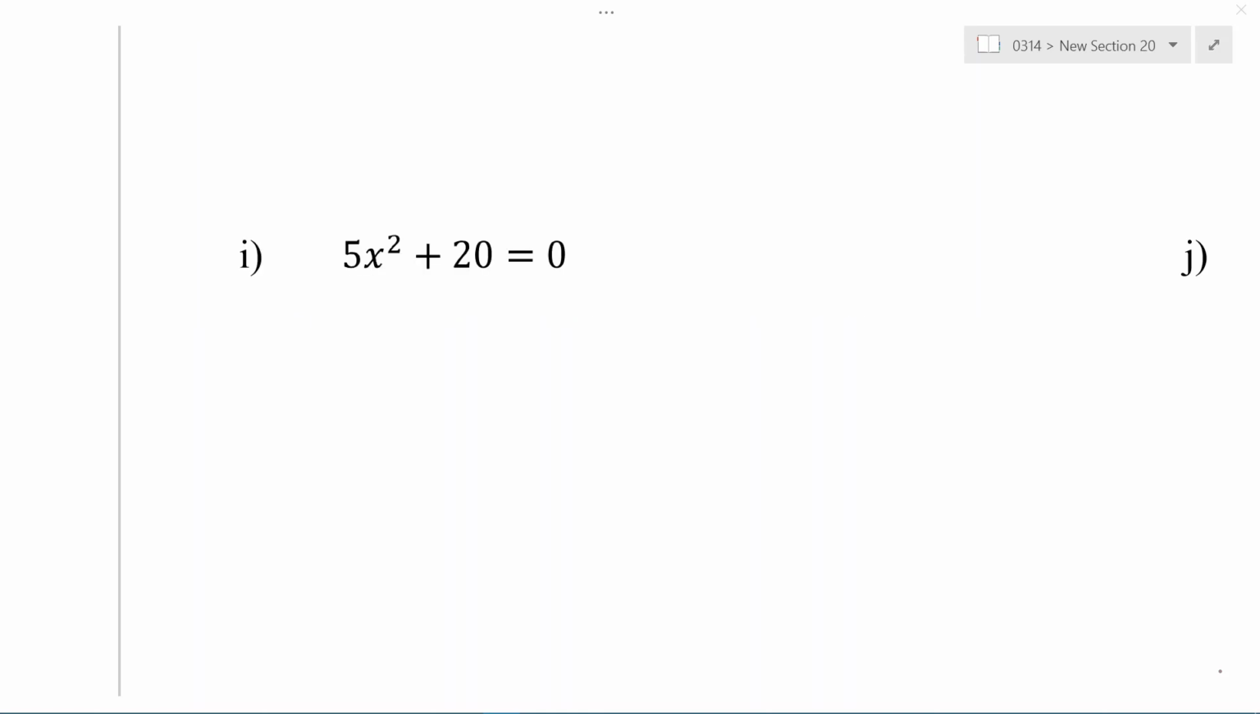We want to solve this quadratic equation by the square root method. So before we actually go to solve, let's make sure that we're actually allowed to use the square root method on this equation. So the 5x squared is a quadratic term because of the x squared. The 20 is a constant term because there's no x. And then the 0 is also a constant term because there's no x in those terms. So because there is no linear term, then we are allowed to solve using the square root method.